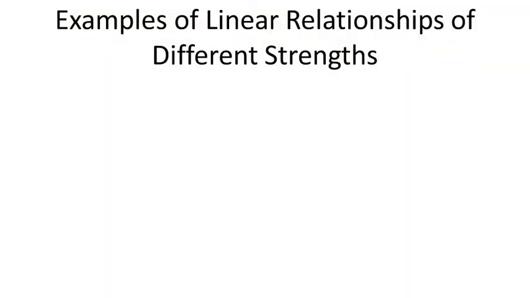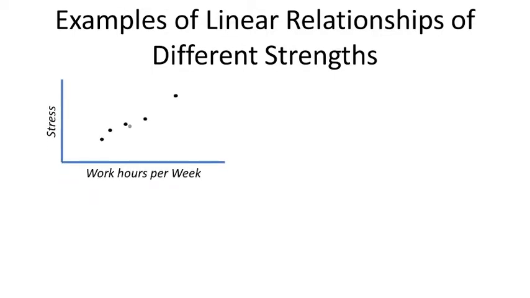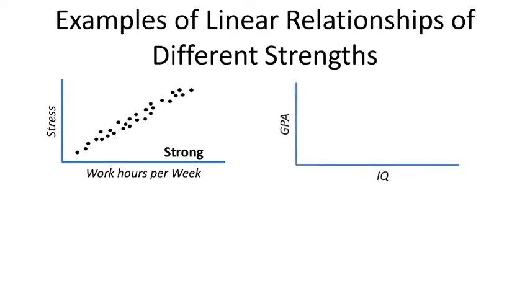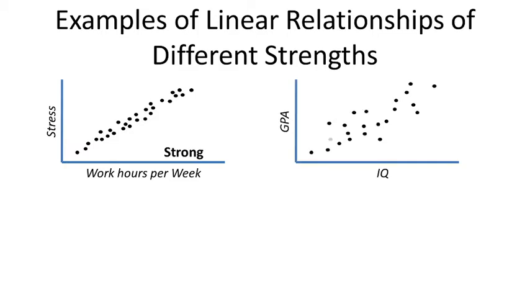So here's just a few examples of what I'm trying to describe. Pearson's R measures something we call linear relationships. Here we have stress on one axis and work hours per week on the other axis. If your data forms a nice line like you see here, we would call that a strong relationship. When you go higher in one axis, you're also going to be going higher in the other axis. So you would expect a Pearson's R score perhaps like 0.7, 0.8, or 0.9 there.